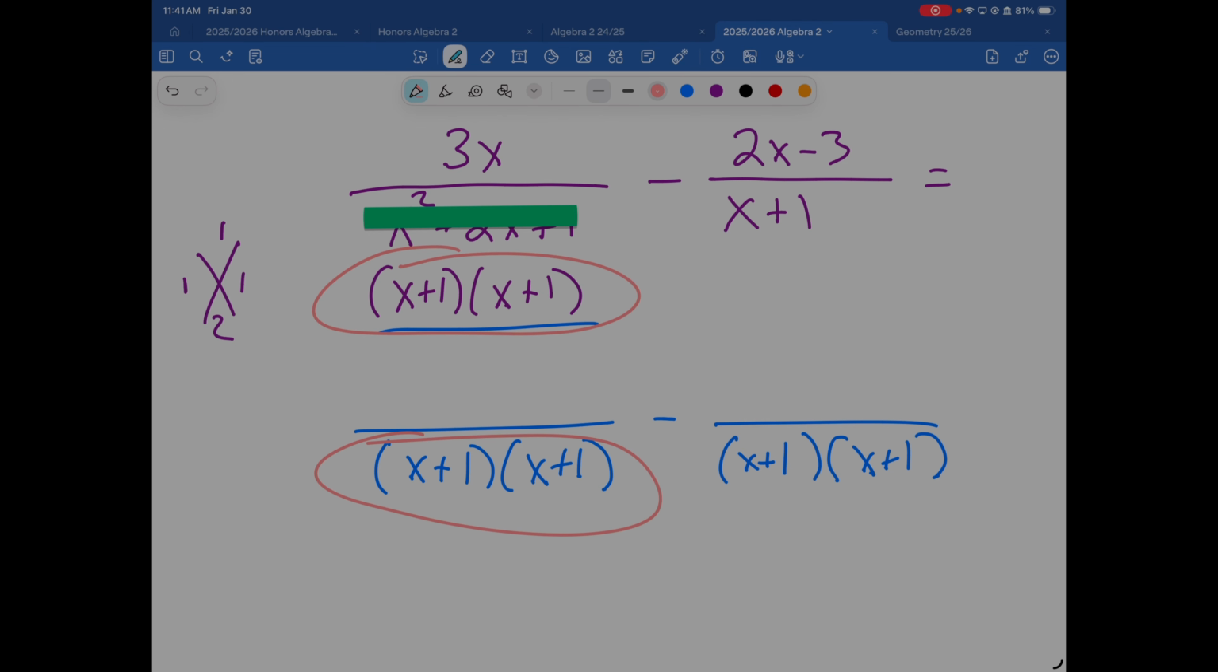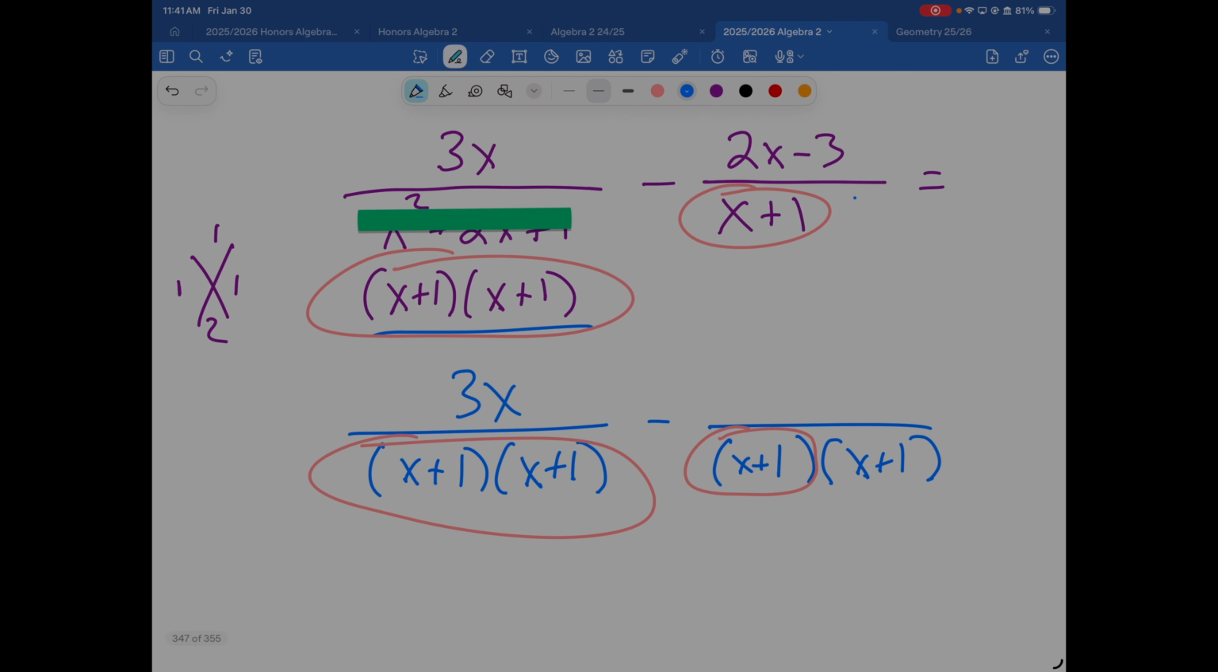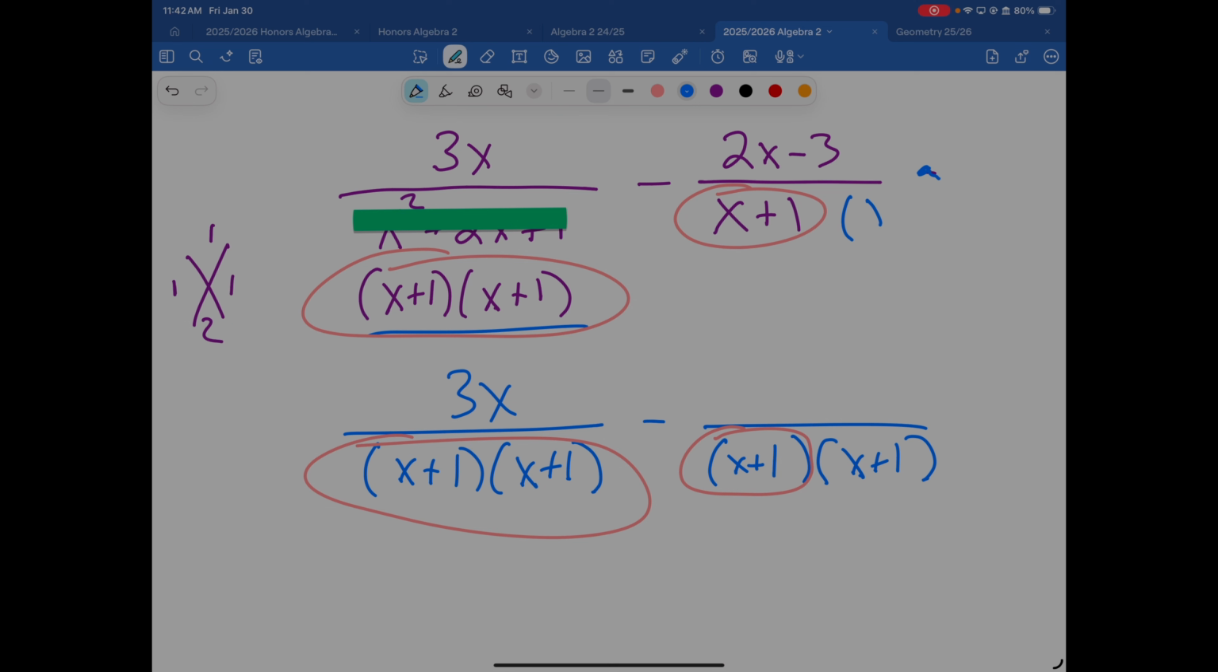Circle what I have, since you don't have access to a highlighter. Do I have to add anything into the first one? Yes or no? Nope, so I can just write the 3x. Second one, I have this one, so I've got that one, but I don't have the second. So that means I need to multiply by x plus 1, both the numerator and the denominator. Now they're the same.